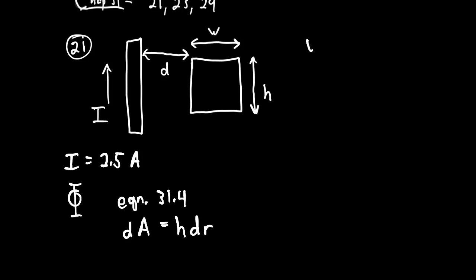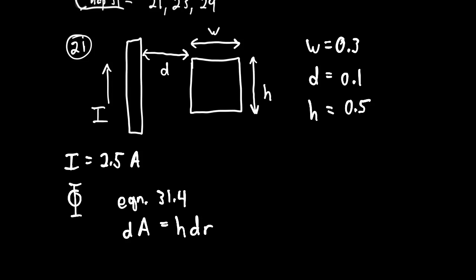They gave us that the width is 0.3 meters. Did they give us the d? d is 0.1. And did they give us the height? Height is 0.5. Anything else? We have to make sure we write down everything they gave us. They gave us one more thing: to use equation 31.4. So what would be a good idea? Write down equation 31.4.